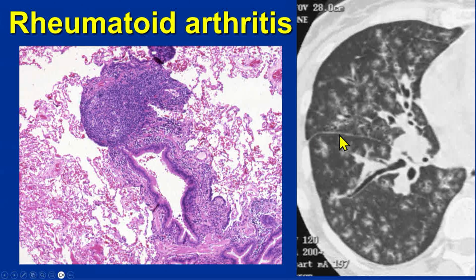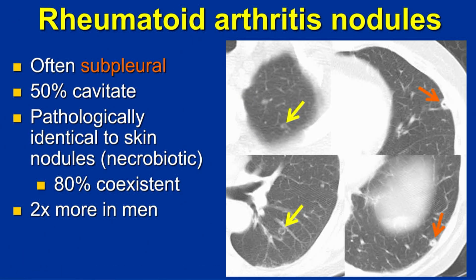Okay, another example here. This patient also has rheumatoid arthritis. Nice example of peribronchiolar inflammation. This manifests on CT as these areas of centrilobular nodularity, in a patient with follicular bronchiolitis. This case was shared with me by Dr. David Lynch. And here are those necrobiotic rheumatoid arthritis nodules that I mentioned earlier.